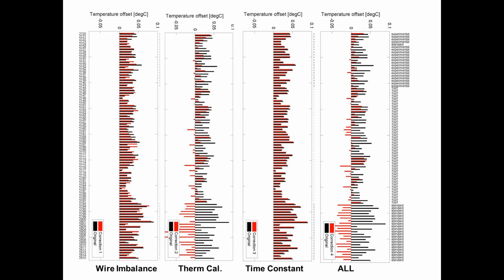So this is one of the main results here. This is the temperature offset. These are all the probes, the standard, the tolerant weight, and the experimental probes.